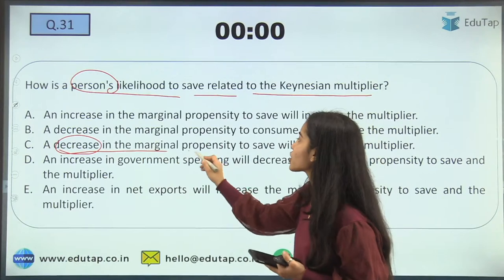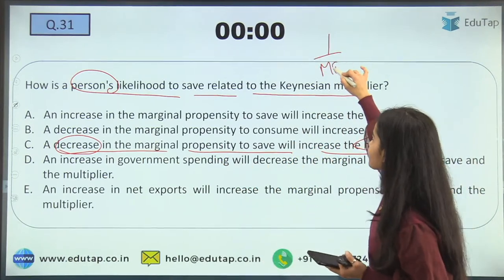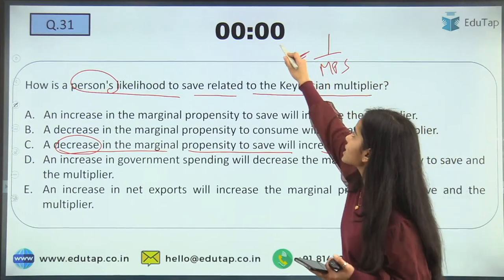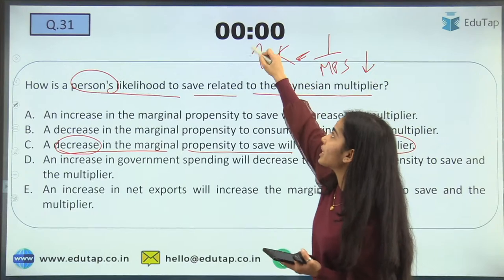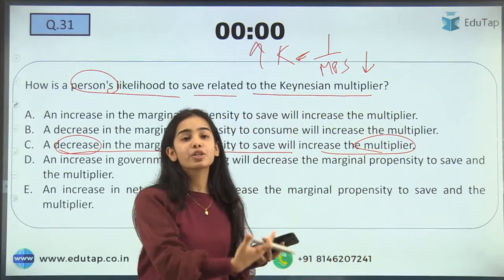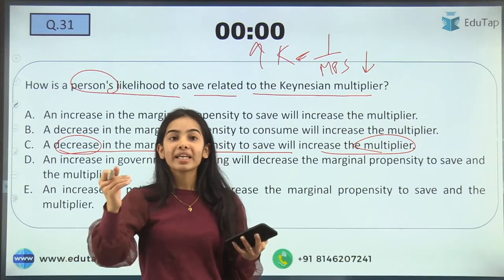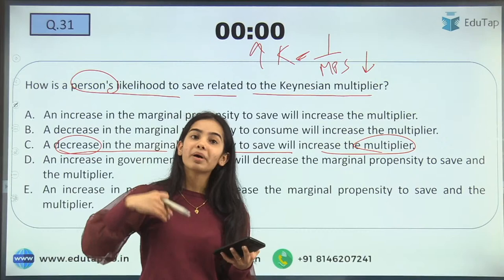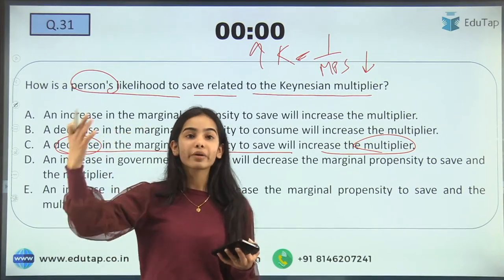The decrease in the marginal propensity to save will increase the multiplier. See, 1 upon MPS is equal to the multiplier. So if the MPS is decreasing, then the multiplier will increase. I told you, MPS, MPI, marginal propensity to import, these all are leakages. So when the leakages decrease, the multiplier will increase, the consumption will increase, and the income will increase due to that.